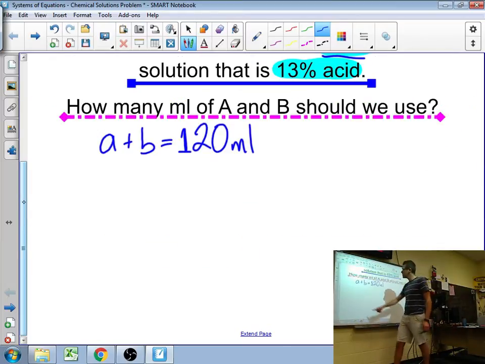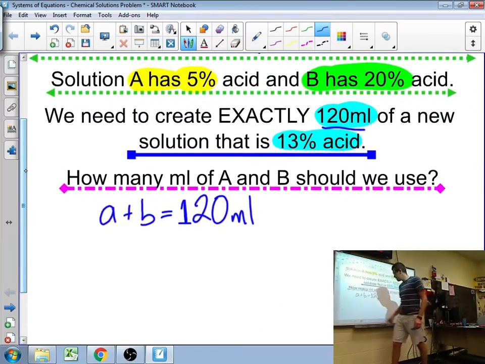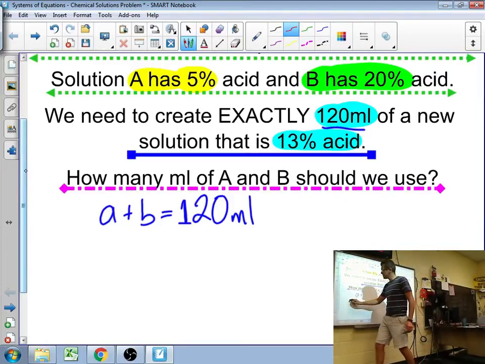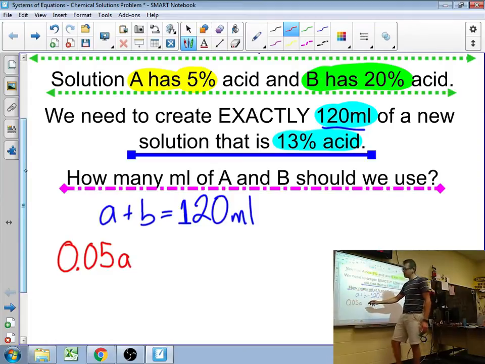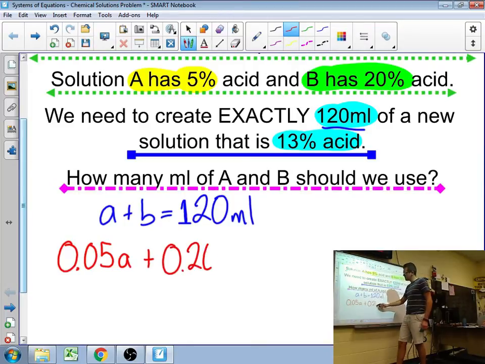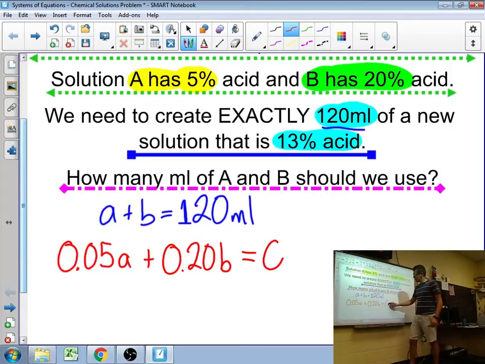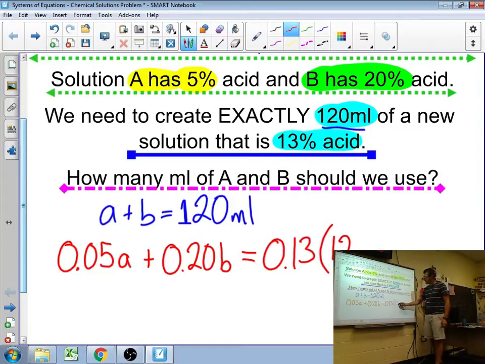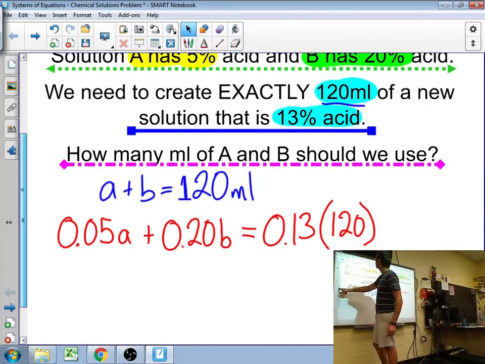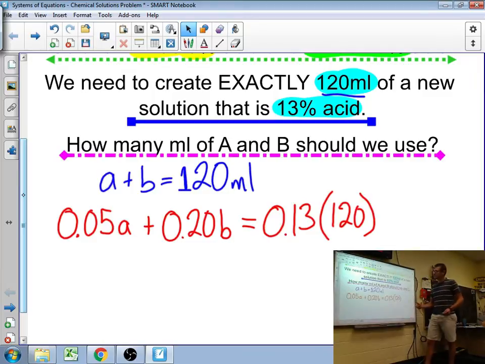Now if I try to write out another equation relating A and B and their acidities, we could say that since solution A is a 5% acidity, I'm going to have 5% times however much I use of solution A. That's going to add with the 20% acidity for solution B, and when I mix those together, that's going to give me a new solution with 13% acidity, and I know that I'm actually going to have 120 milliliters of that new solution. So these are my two equations that I'm going to use to solve this whole problem. This is all I have to set up.